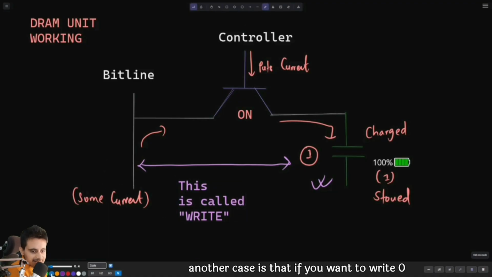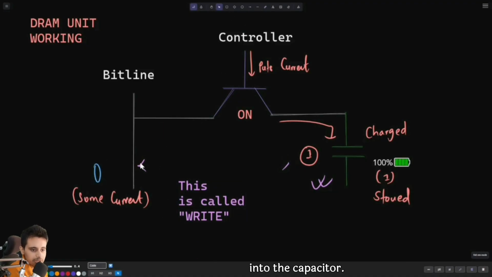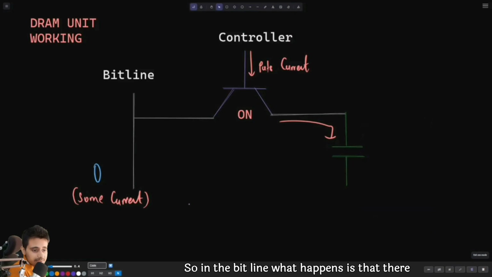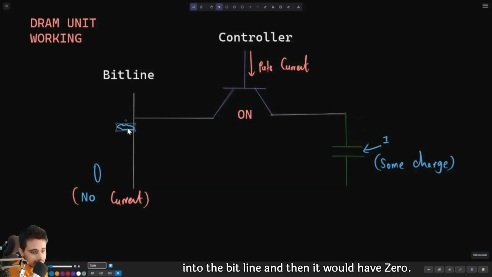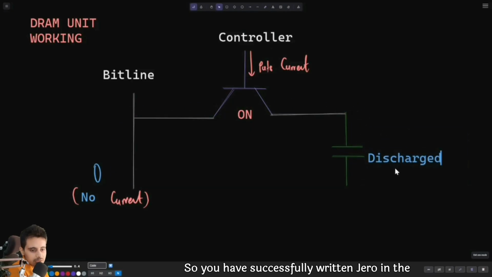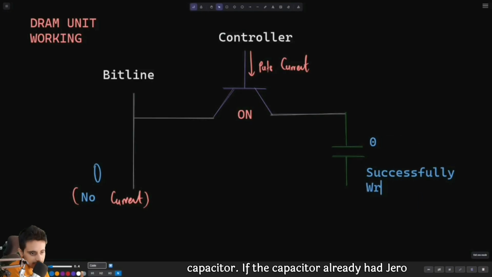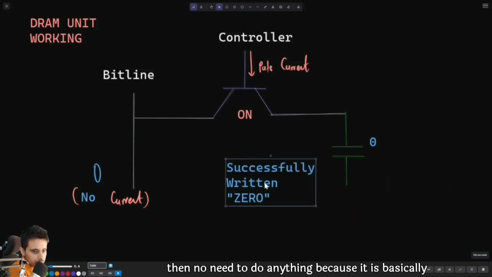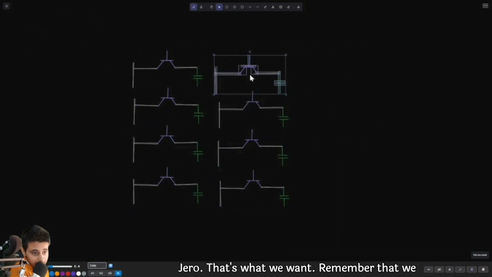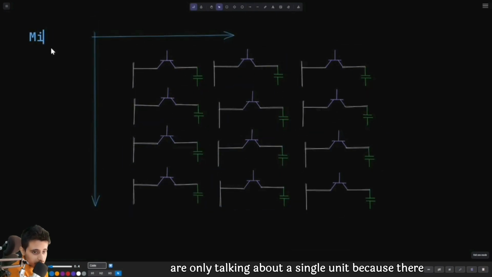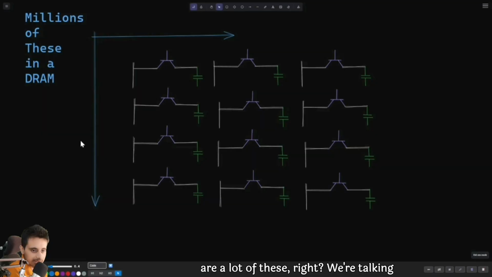So in another case, if you want to write 0 into the capacitor, in the bit line there is nothing, but you make the switch on. If the capacitor had 1, then it would flow into the bit line, and then it would have 0. So you have successfully written 0 in the capacitor. If the capacitor already had 0, then there is no need to do anything because it is basically 0. That's what we want. Remember that we are only talking about a single unit in RAM.